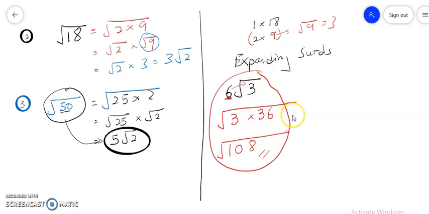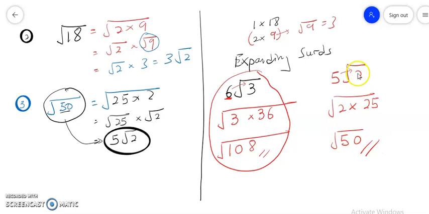I'll give you one more. Now 5 square root of 2. So the same thing. So the 5, when it moving inside the surd, it has to be squared. So 5 squared, you got around 25. And 2 times 25, you are getting square root of 50. So this is the expanding of surds.